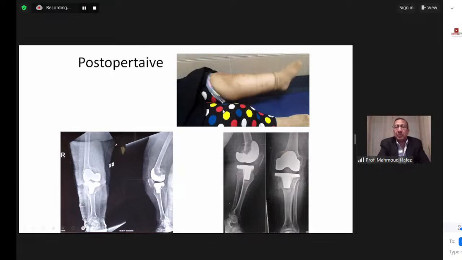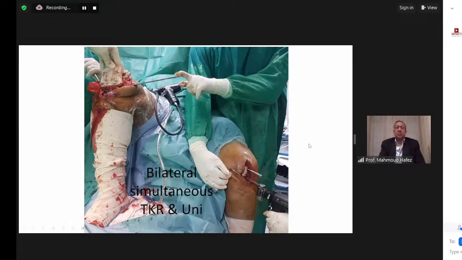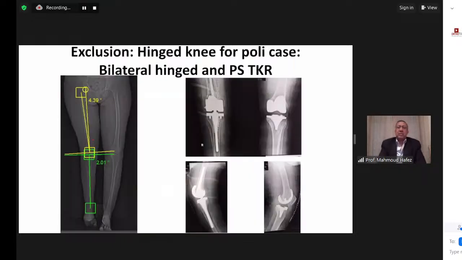This is a video, but I think for the sake of time, I'm just going to skip this. It's just showing the range of motion. Also, this case is excluded, where you have a bilateral simultaneous TKR and unicompartmental using PSI in both of them. These are very few cases done this way, and these are excluded from the study.